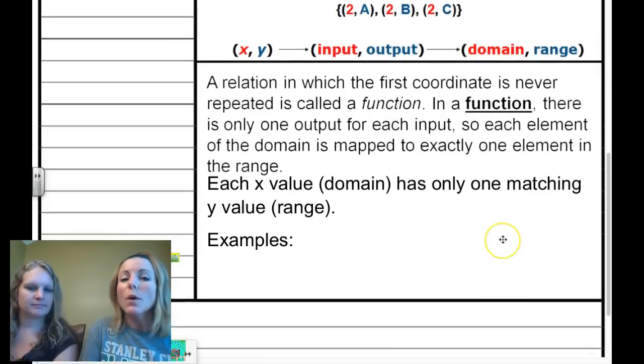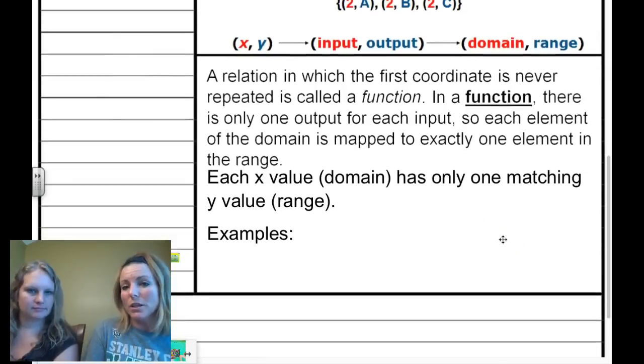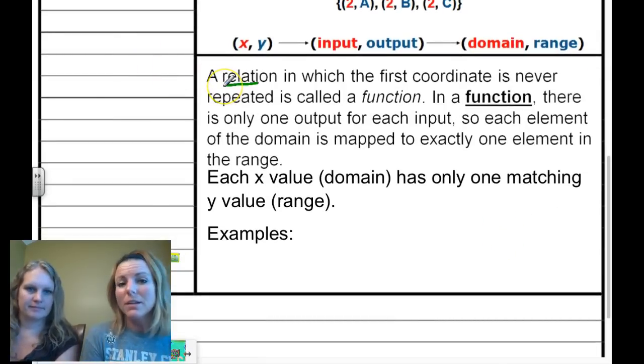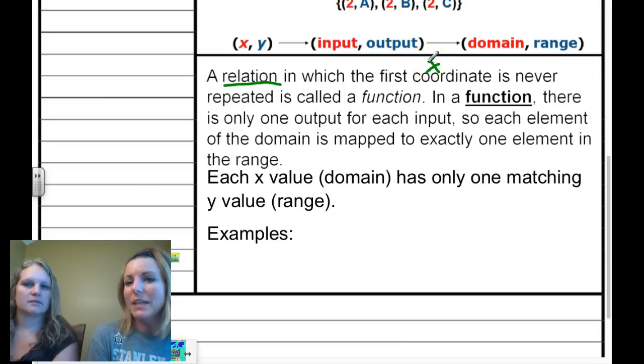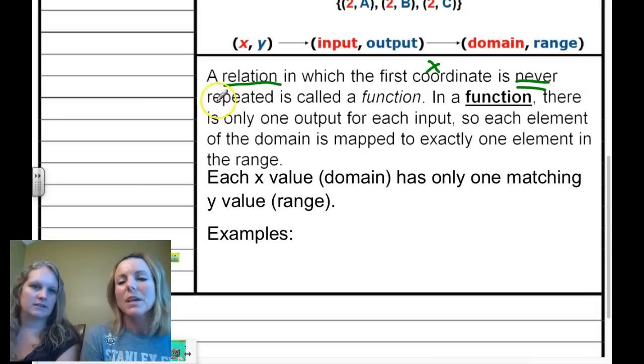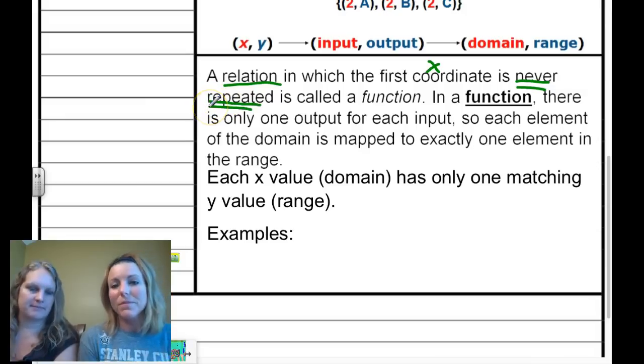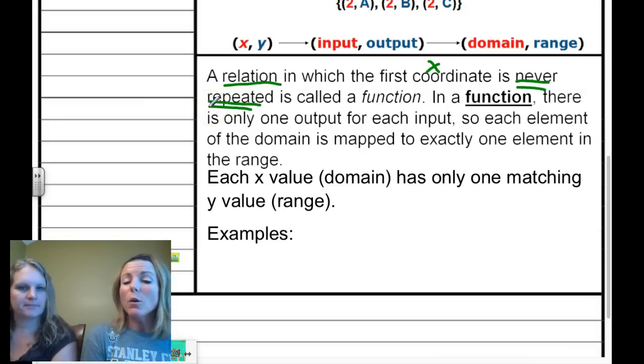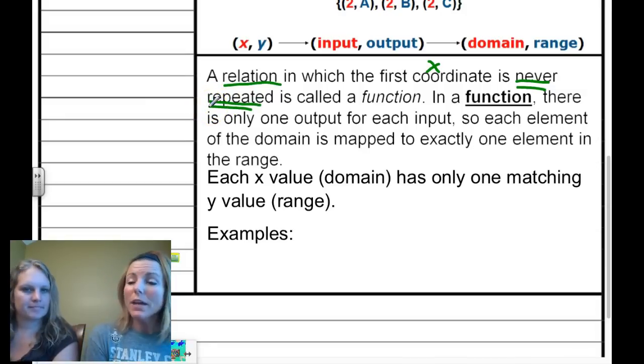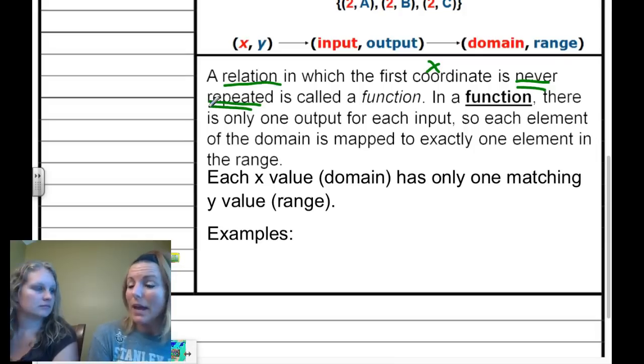Notice the word relation. A function is a relation in which the first coordinate, your X value, is never repeated. Never repeated. That's the main thing you want to take away. So your X number can never be the same. Then it's a function. But what if my Y value was the same? Is that okay? Yeah, that's okay.